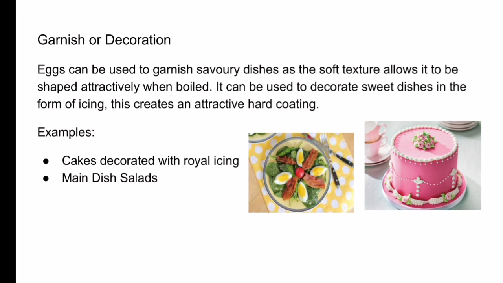Eggs are commonly used as garnishes or decorations for a variety of dishes. Now, they may be used to garnish savory dishes such as salads or main dishes, and they may also be used as decorations in terms of sweet dishes. So they may be used to create things such as icing, and the icing will in turn create an attractive look.